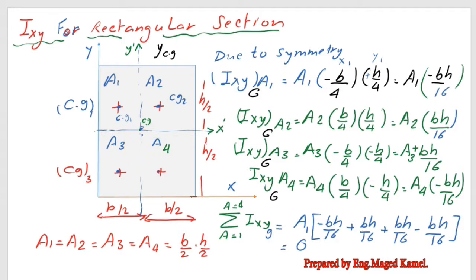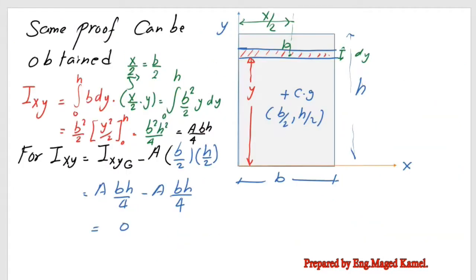But some sections don't exhibit such a property. That's why we are going to readjust these axes, but this will be discussed later on. The same result can be obtained for the product of inertia by introducing this rectangle with the bottom left corner at x and y.